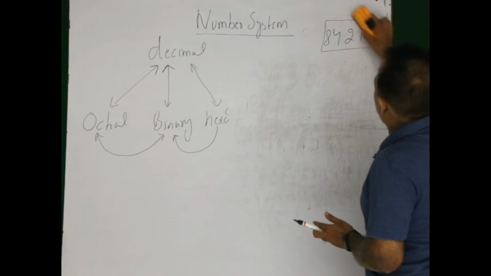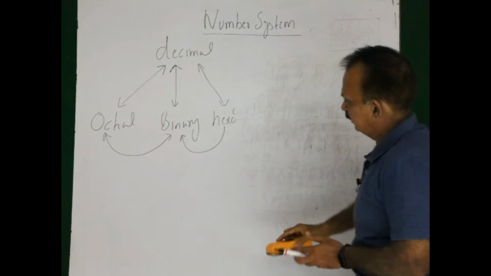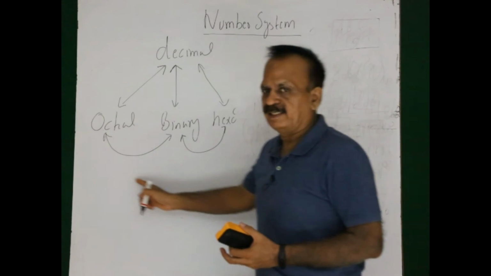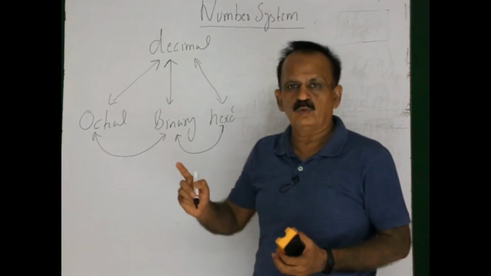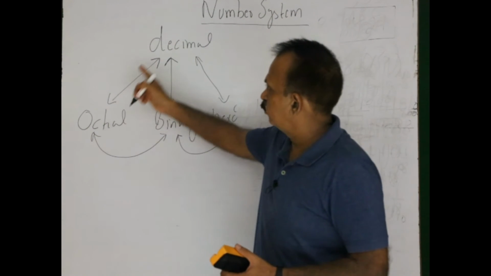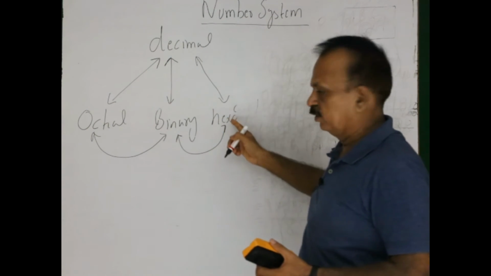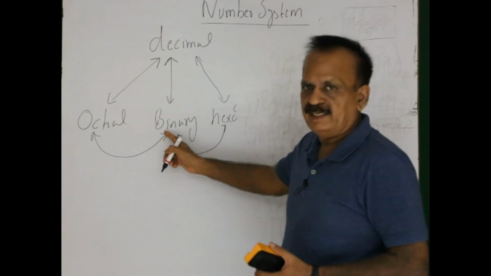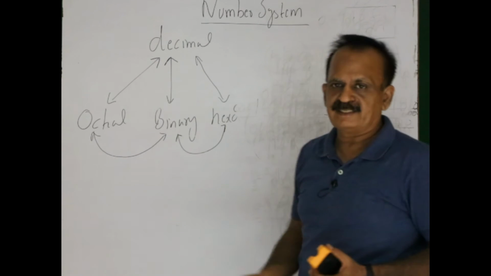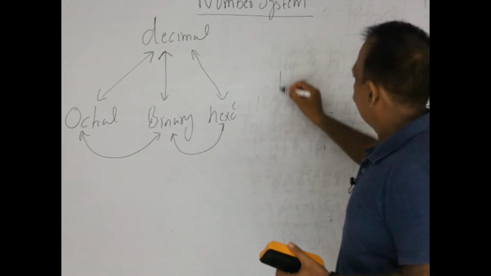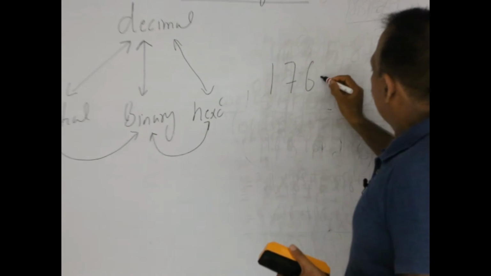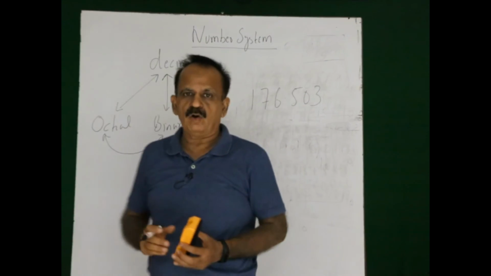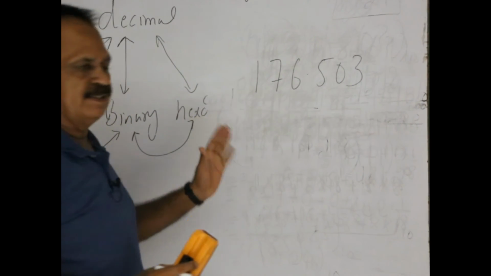Now I will come to the last conversion, and that conversion is octal to hexadecimal. This conversion can be done in 2 ways. Either it can be octal to decimal and then decimal to hexadecimal. But the easier way is octal to binary and then from binary to hexadecimal. Say the octal number is 176.503. I want to convert this octal number into a hexadecimal number.